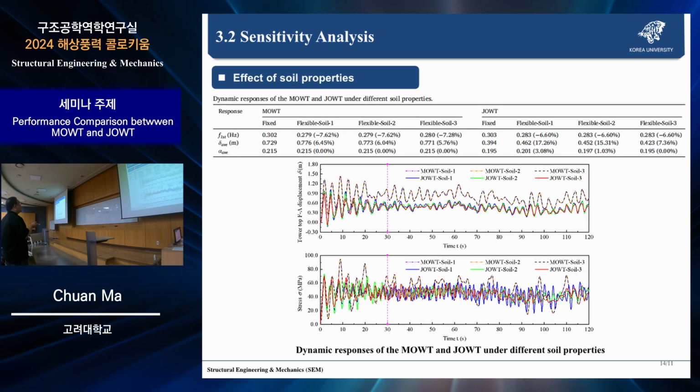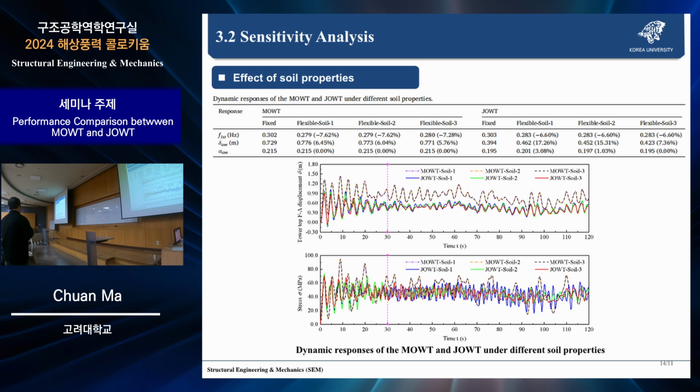And here are the soil properties. The effect of the soil properties is different. For the monopile of the wind turbine, the variation in the frequency, displacement and stress is relatively small. But for the jacket of the wind turbine, the variation is larger, especially for the total displacement. So the jacket of the wind turbine is more sensitive to the soil properties.